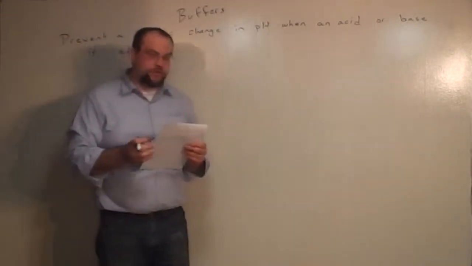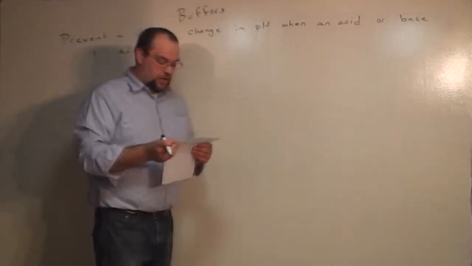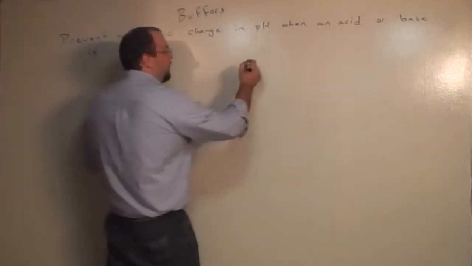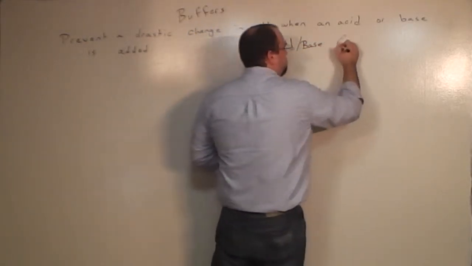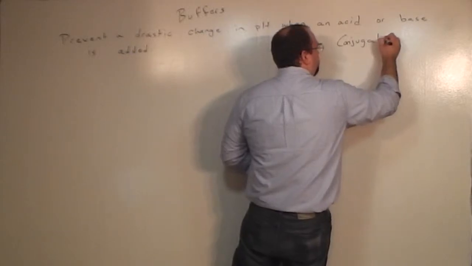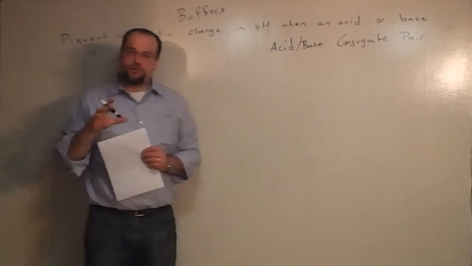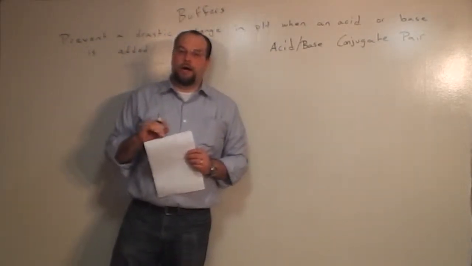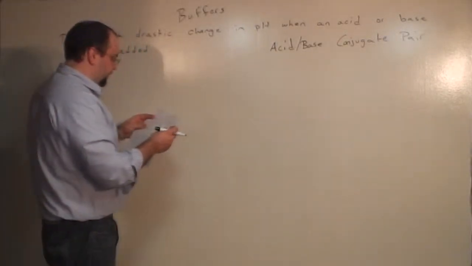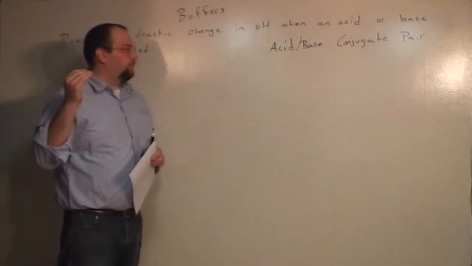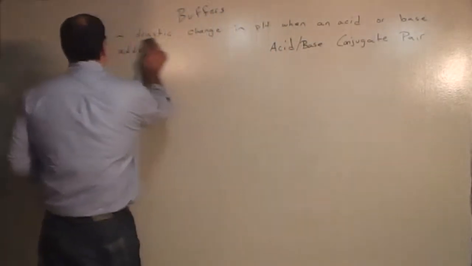And they don't do this magically. It's not magic. It's science, believe it or not. That might shock you to realize. What they do is they use something called an acid-base conjugate pair. We're going to talk about what I mean specifically by that, and how that actually prevents the pH from changing. So we need to first talk about what a conjugate is, and what a conjugate acid-base pair is. So let me erase this definition here.